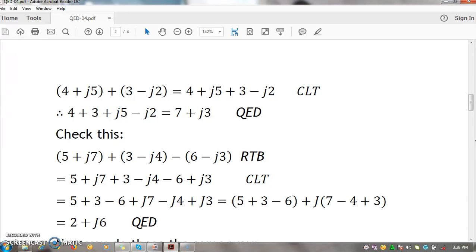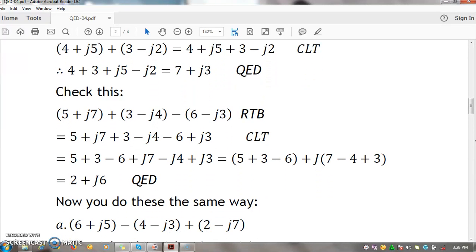And let's look at another question. We have 5 plus j7, plus 3 minus j4, minus 6 minus j3. The first thing we do is to remove the bracket. While removing the bracket, we have 5 plus j7, we have 3 minus j4. Then for the third bracket we expand using the minus outside. We have minus times plus 6, that's minus 6. Minus times minus will give us plus j3. So from there we collect like terms.